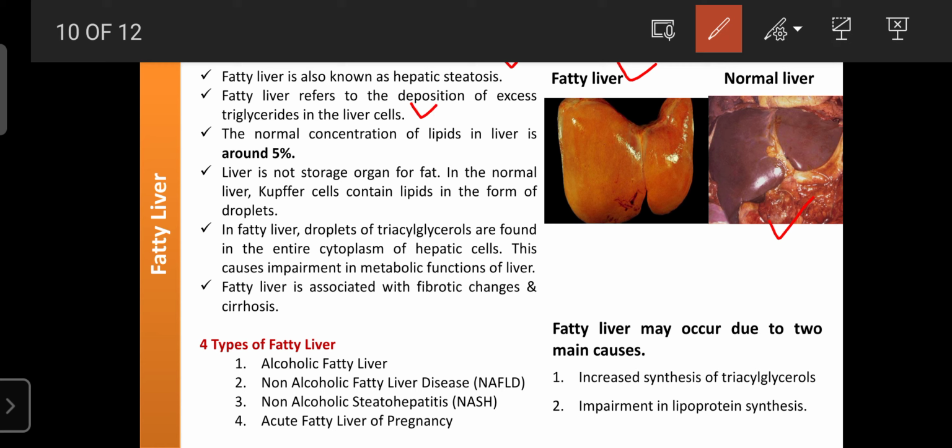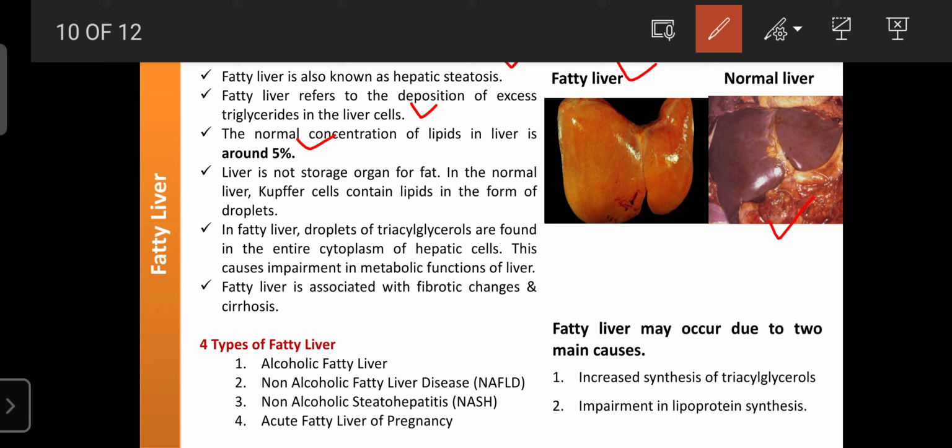So dear students, actually the triglycerides are synthesized in the liver, but they are not stored in the liver. Only 5% of lipids or triglyceride is stored in a healthy liver. Okay, if it is in excess or due to abnormal metabolism of lipid, then more triglyceride is accumulated in the liver, and that condition is known as fatty liver.